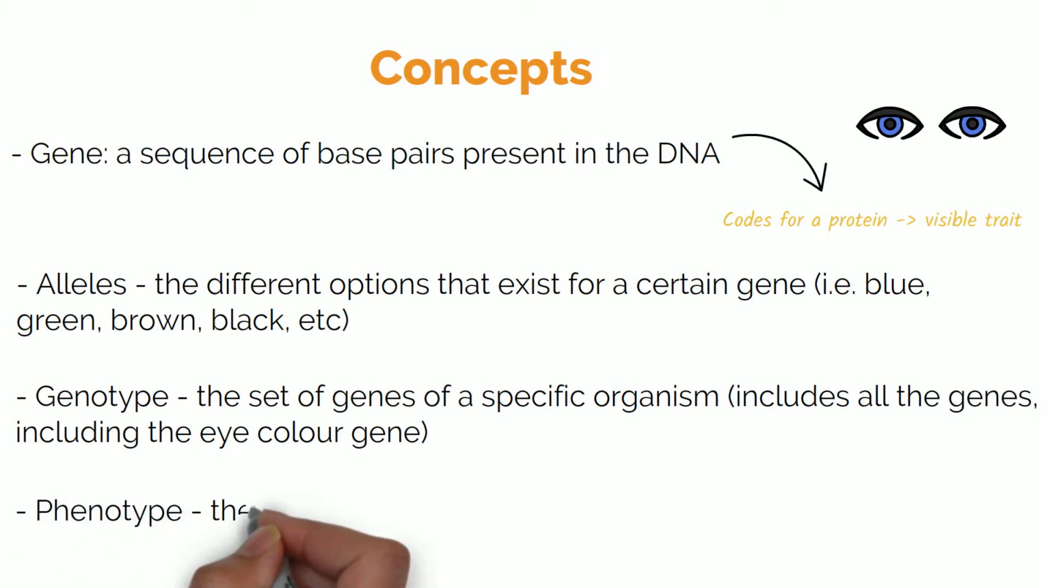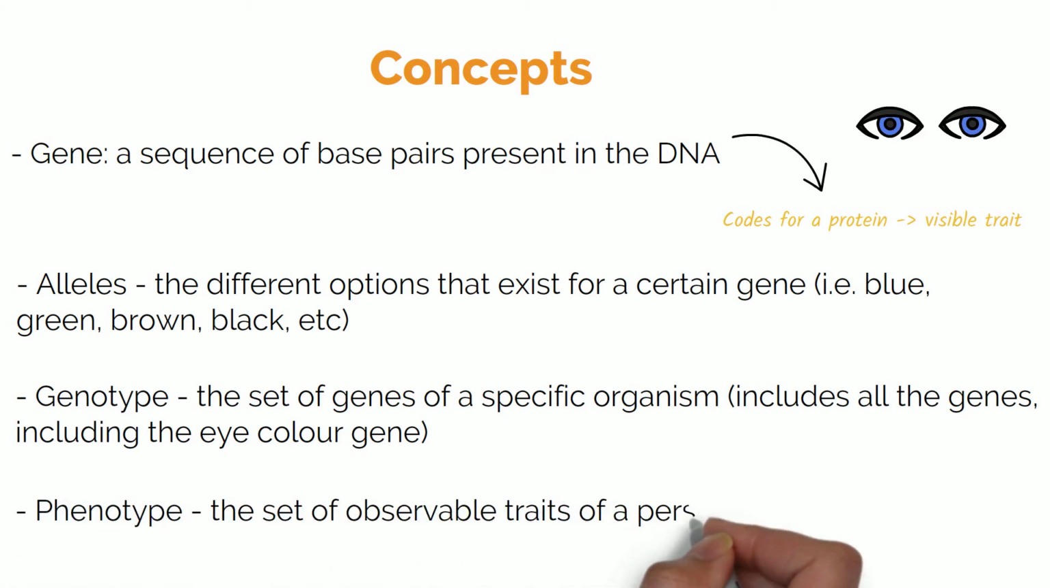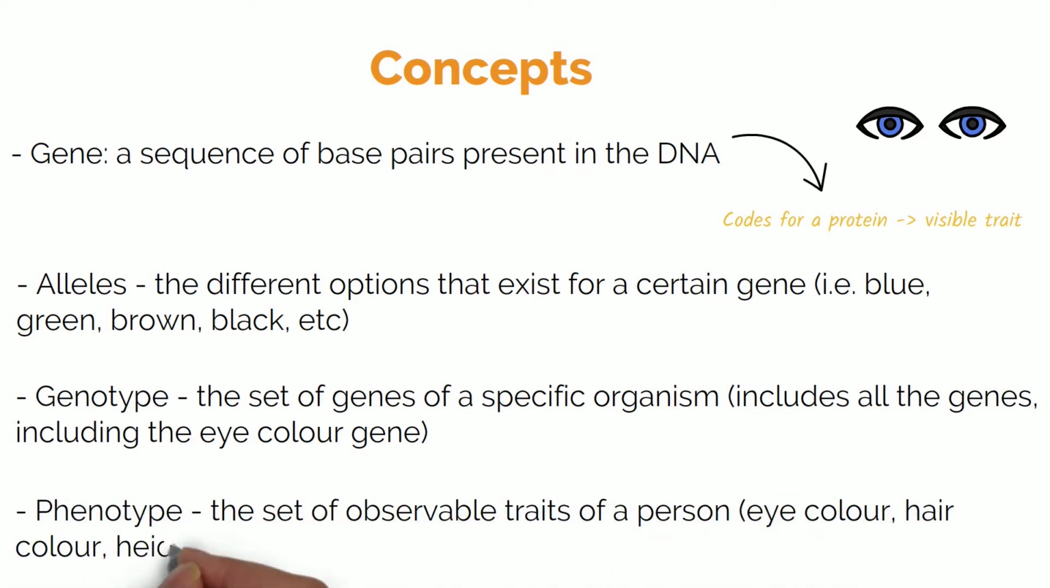The phenotype is the set of observable traits. Basically, what is in your genes does not automatically translate into an obvious trait. You will see why in a bit. So all the traits that you can observe in someone, their eye color, hair color, height, etc., are part of the phenotype of that person.